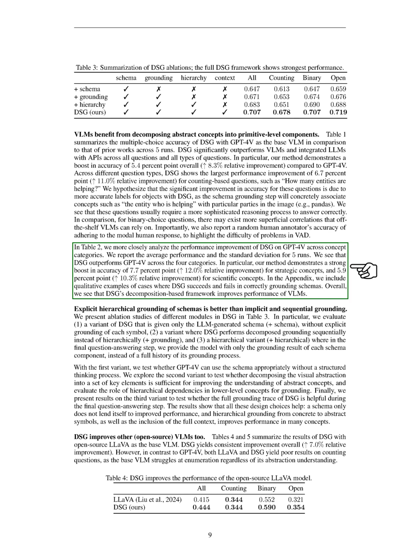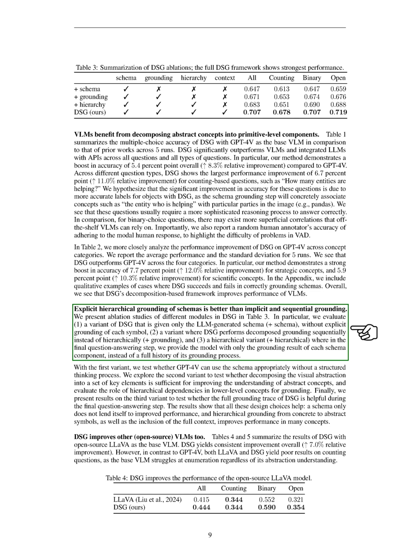Section. Explicit hierarchical grounding of schemas is better than implicit and sequential grounding. In this section, we demonstrate that explicitly grounding schemas is more effective than relying on implicit or sequential grounding. We conduct ablation studies on different modules in our DSG approach, as shown in the table. Specifically, we evaluate 3 variants.